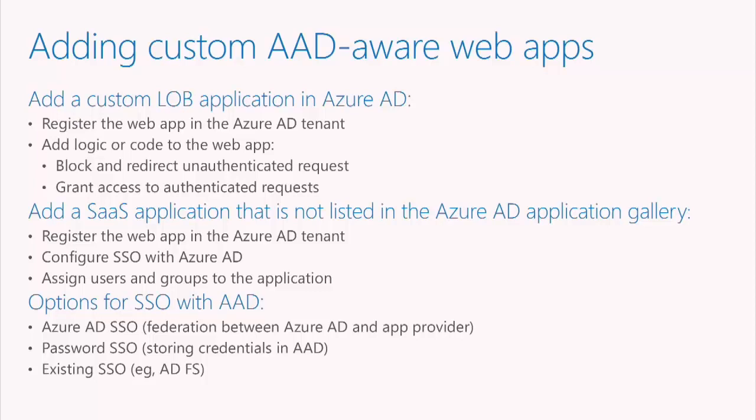There's a couple of options for this. Number one, you can do Azure AD single sign-on, which is a complete federation between Azure AD and your application. You can use password SSO, where it simply synchronizes the passwords. So you have two accounts in two places, but the passwords always match. And then you can also use existing single sign-on technologies like Active Directory Federation Services to complete that for you. So now let's take a look at going through the gallery and actually adding an Azure-aware application.